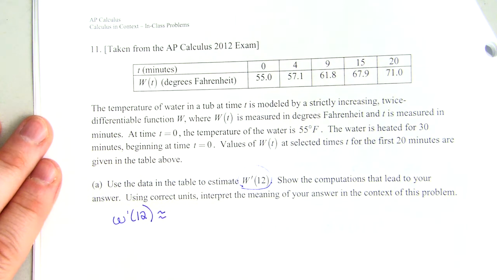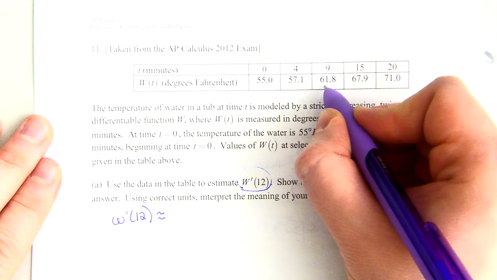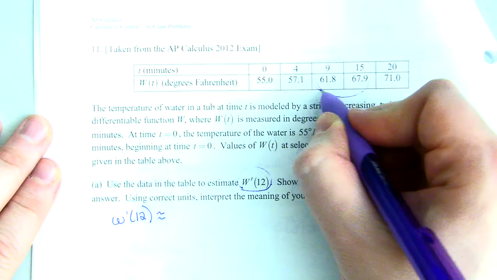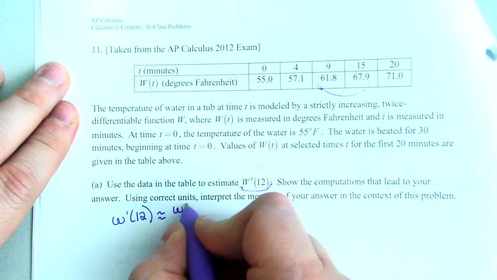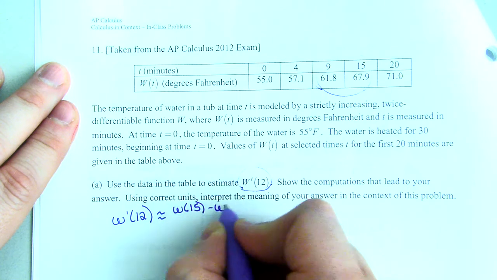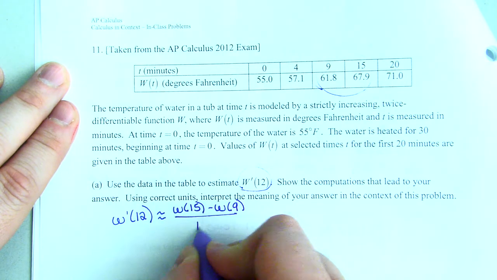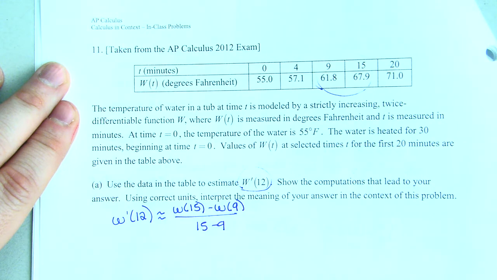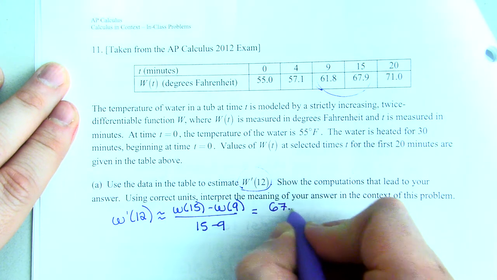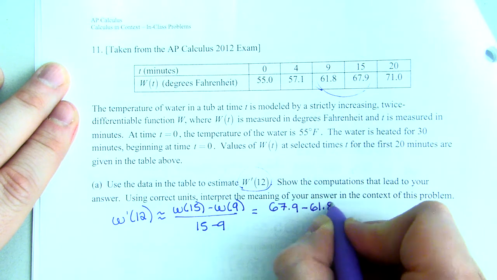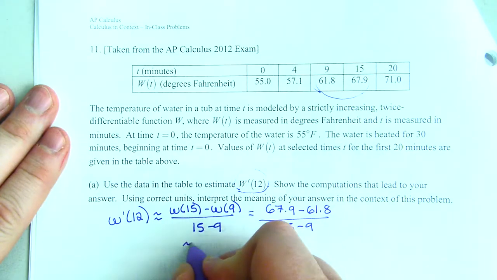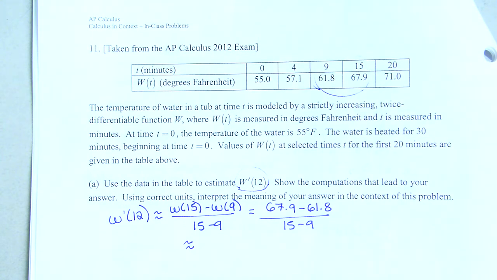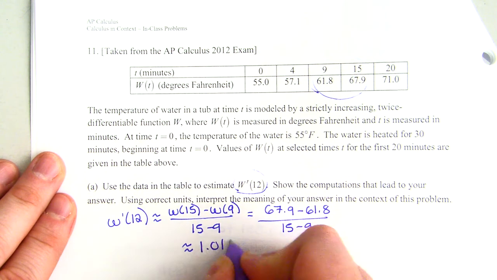Well, to estimate w prime of 12, I want to find basically the slope of the secant line that goes through these 2 points, and that'll be a pretty good approximation for the slope of the tangent line right at 12. I'm going to do w of 15 minus w of 9 over 15 minus 9. This looks like 67.9 minus 61.8 over 15 minus 9. Finish that off. Go to the calculator. Give me a decimal for that. What is w prime of 12? Thinking about 1.016 repeating.